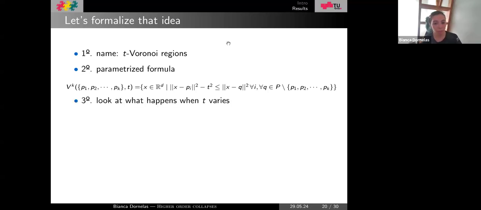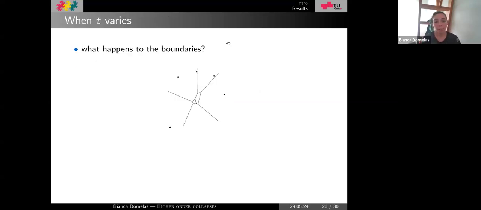And once we have defined these Voronoi regions, the next step of what we did was to examine what is happening in these regions before adding any balls, to see what's happening when t varies. And the first observation that was important is what is happening in the boundaries.